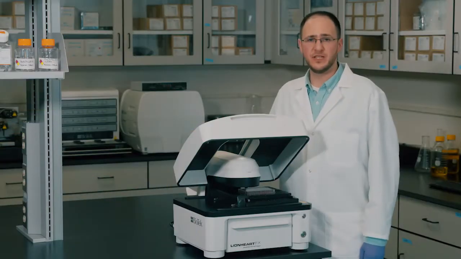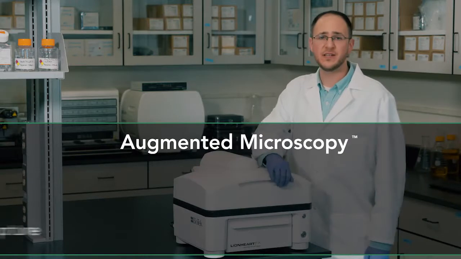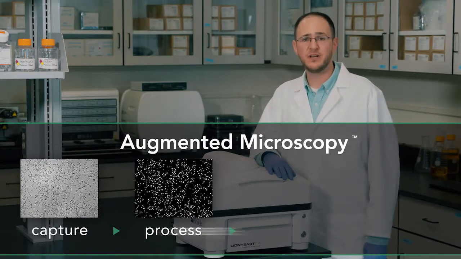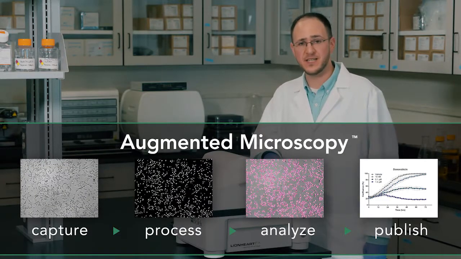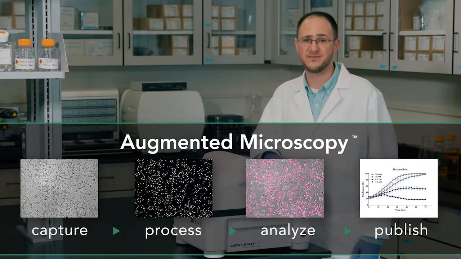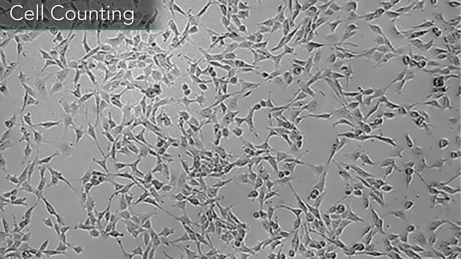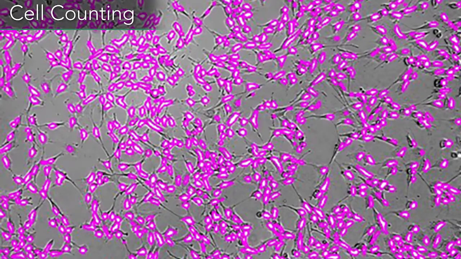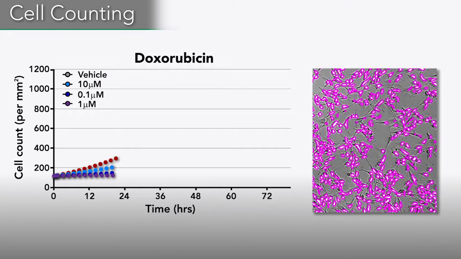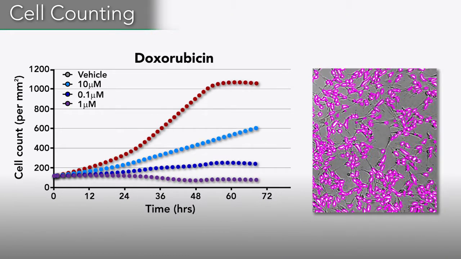Beyond capturing beautiful images, the power of Lionheart is in augmented microscopy, which automatically processes and analyzes images to generate quantitative data for a broad range of applications. For example, Gen 5 automatically counts cells as shown here, using a pre-processing step to increase contrast. The software tracks and plots cell counts over time.